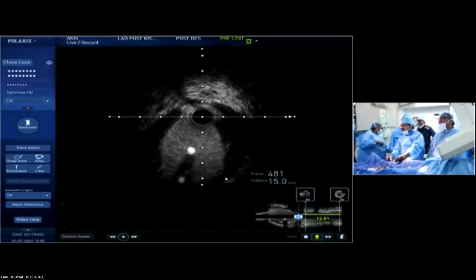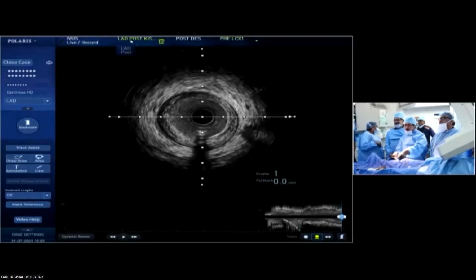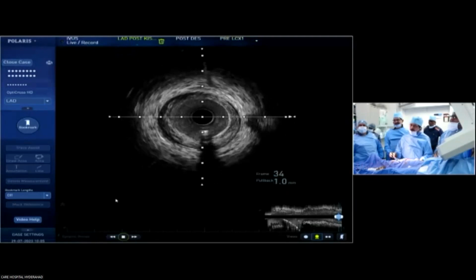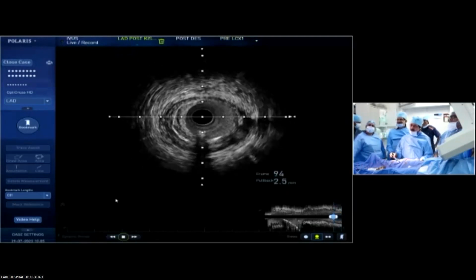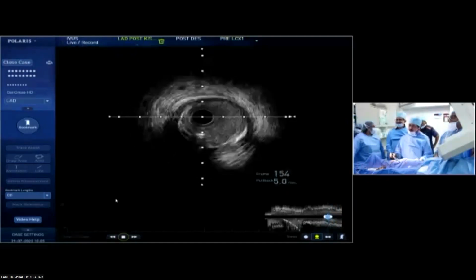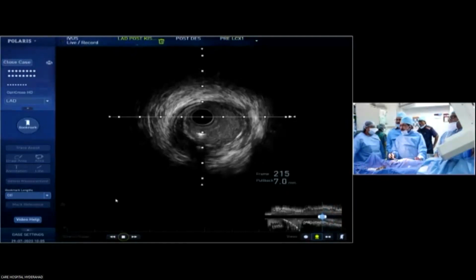Here is why the strategy was selected. Distal left main is disease free. At the same time, osteal LAD is also disease free. And the angle is good, 90 degrees, favorable angulation. That's why we selected the strategy. I think the ostium of the circumflex has severe disease.